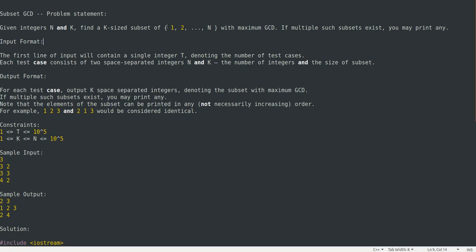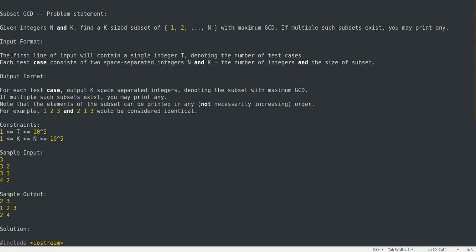So we are given the set which goes from 1 to n. We want to find the k sized subset of that set such that the GCD of the numbers within this k sized subset is maximum. And then they have given the input format and output format.